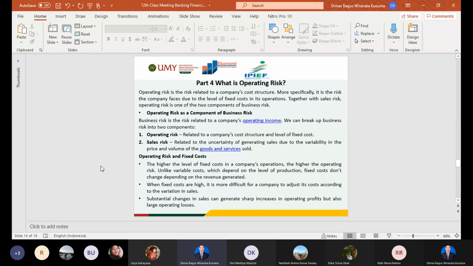Okay, the next one. We go to the operational risk. So you have understood market, liquidity, and credit, and now we're going to the operating. So operating risk basically is the risk related to the company's cost structure. More specifically, it is the risk the company faces due to the level of fixed costs in its operation, such as sales risk, business risk. So the operational risk is actually related with the daily activity that the bank or the company conducts. Here the details, operating risk and sales risk. In the case of bank, we go to the credit risk actually. Next one.